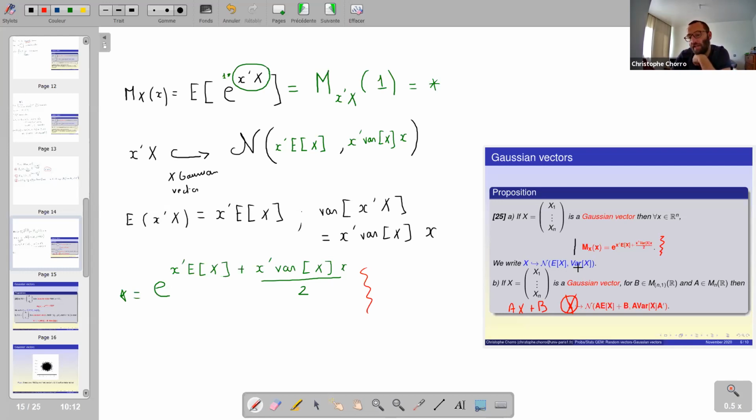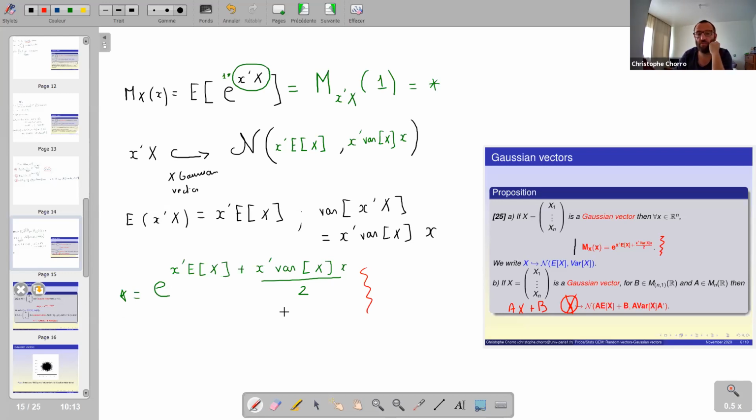So in fact, it is a basic extension of what we do in dimension 1. But it's possible because we have the good definition. If I had defined a Gaussian vector as a vector whose components are Gaussian, I wouldn't be able to do this kind of computation. It's not possible. It works because I have defined a Gaussian vector as a vector for which any linear combination of the components is Gaussian.